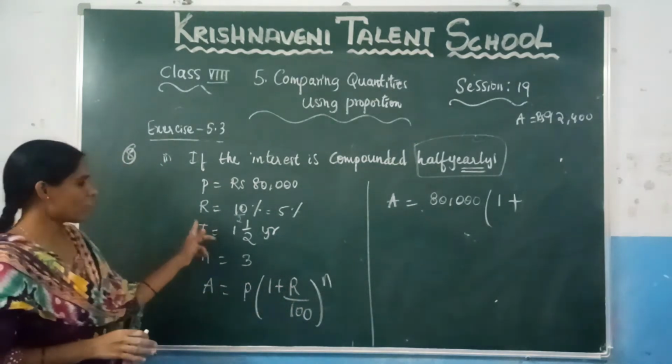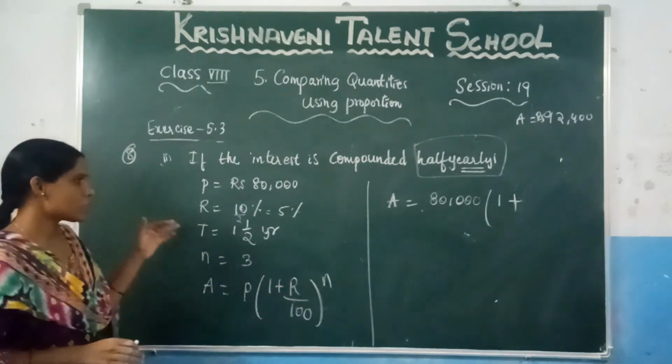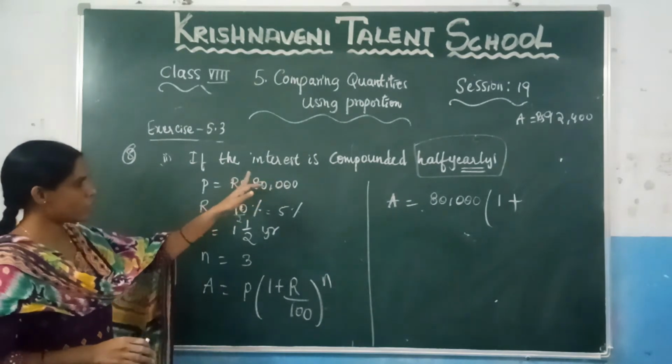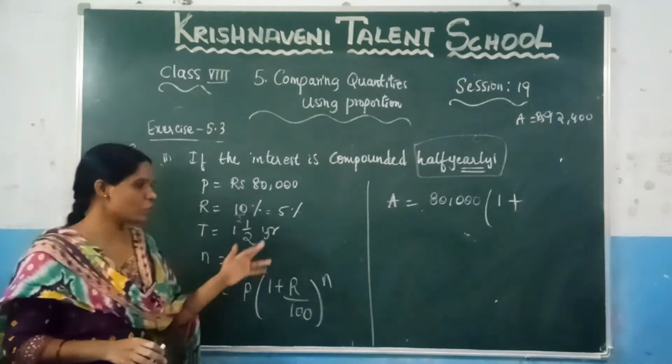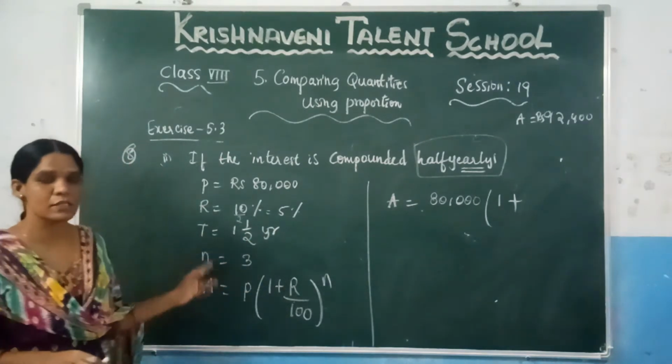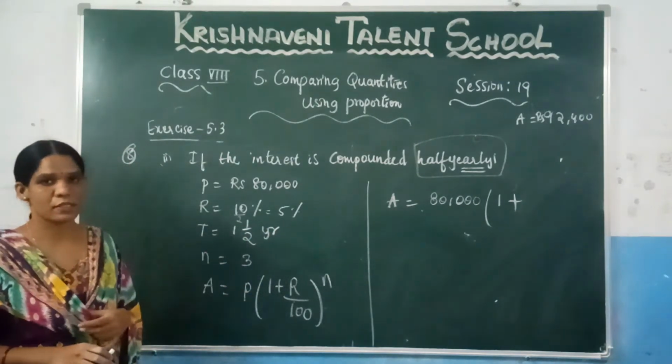So what is the value of R? They have given 10. Since the interest is compounded half yearly, you need to take here 10 by 2, which is nothing but 5%. In this case, the value of R is 5%.